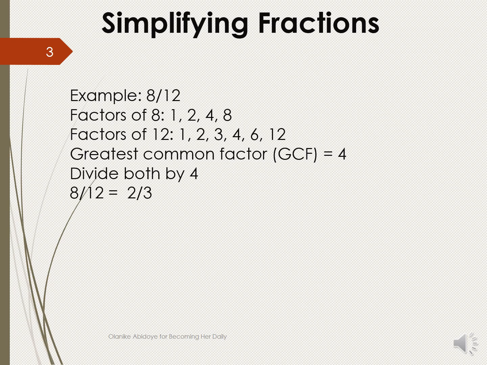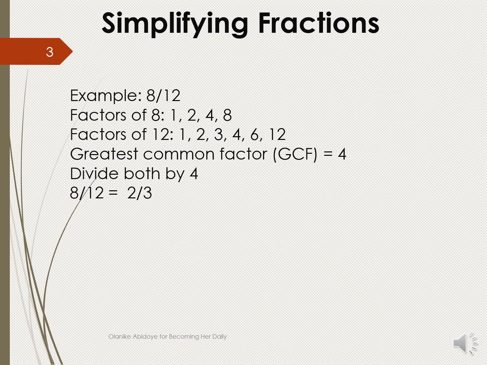Looking at the factors of 8 and 12, the greatest common factor is 4. We use 4 to divide 8 and 4 to divide 12. How many 4s in 8? 2. How many 4s in 12? 3. So that gives us 2/3. So 8/12 in its simplest form is 2/3.